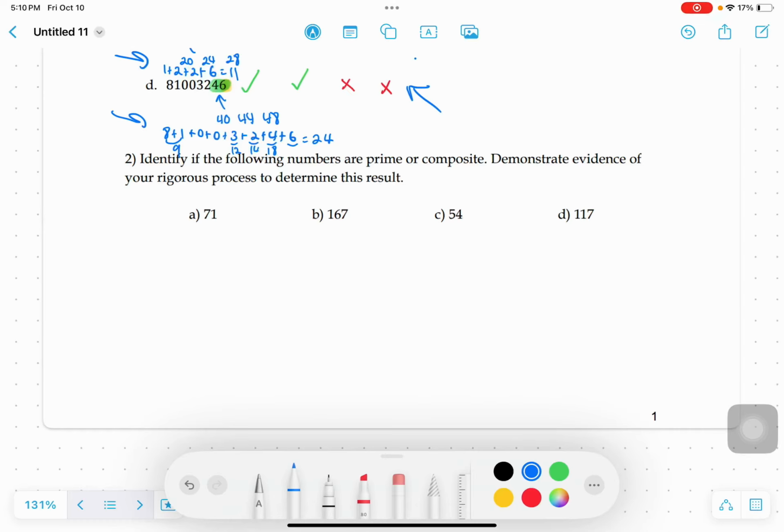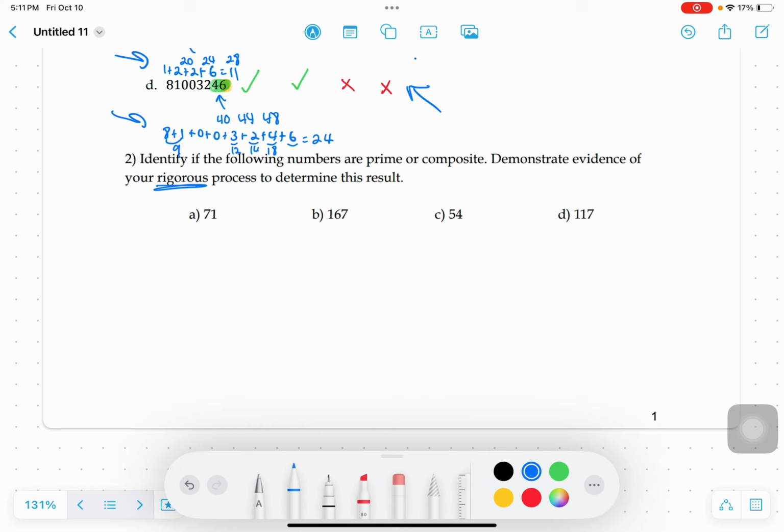Let's look at the third problem on the study guide. Identify if the following numbers are prime or composite. Demonstrate evidence of your rigorous process to determine this result. So not only do we have to determine if it's prime, but we must show how we did this.